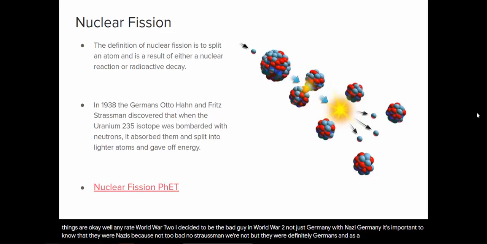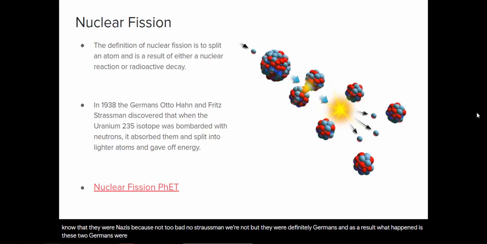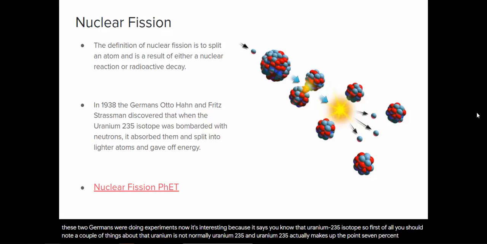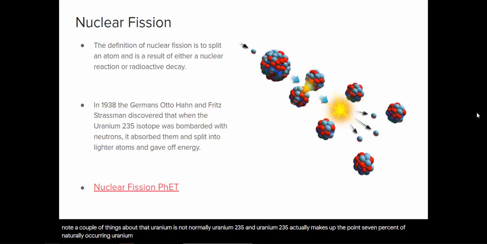And as a result, these two Germans were doing experiments. Now it's interesting because it says the uranium-235 isotope. First of all, you should know a couple of things about that. Uranium is not normally uranium-235. Uranium-235 actually only makes up 0.7% of naturally occurring uranium. So what the heck were they firing neutrons at some random isotope of uranium for? What were they hoping to find?